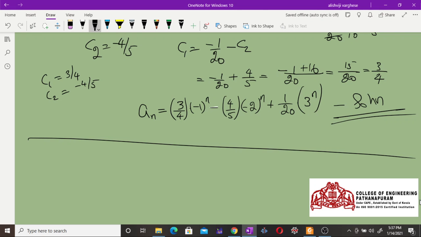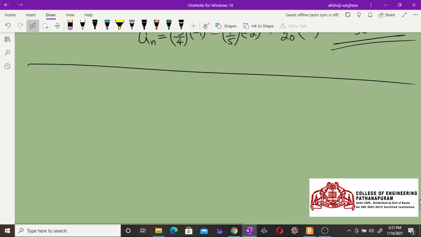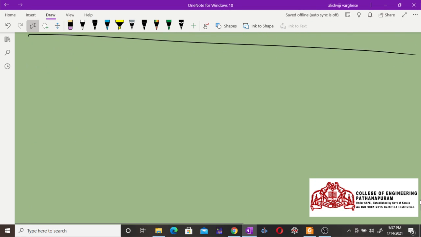So these are the methods by which we can solve a linear recurrence relation with constant coefficients in which f of n is not equal to 0 and f of n has a particular value. And there are some special cases in which the direct method is not applicable or it is confusing, and those kinds of problems we will go through in our next session.